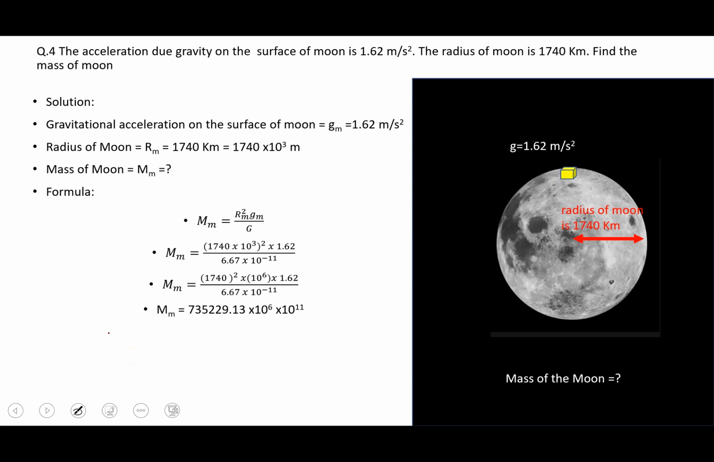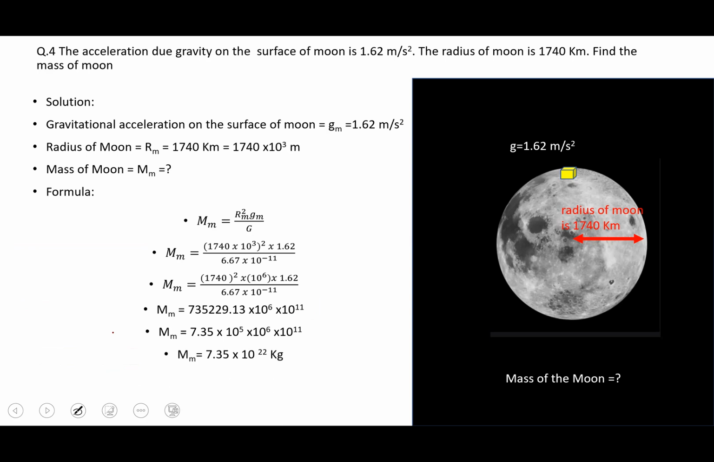Now when we multiply, we find the value to be 73522.913 into 10 to the power 6 into 10 to the power 11, because when this 11 goes up it becomes positive. We move the decimal to make it scientific form. It moved 1, 2, 3, 4, 5 digits towards the left, so we write 10 to the power 5. So we can write it as 7.35 into 10 to the power 5 into 10 to the power 6 into 10 to the power 11. 5 plus 6 is 11, and 11 plus 11 is 22.